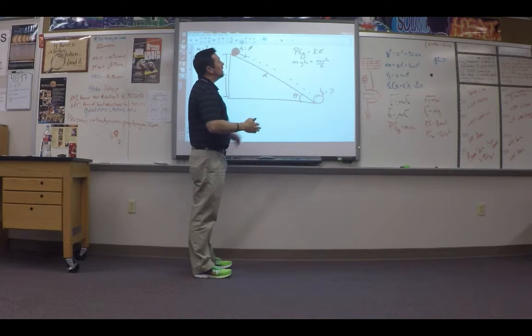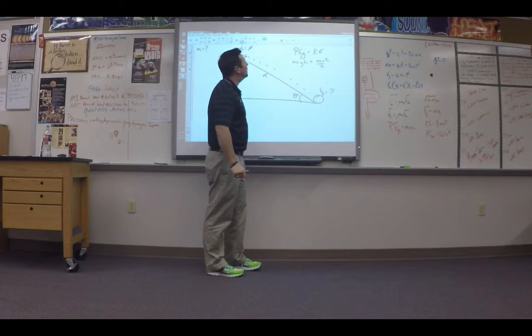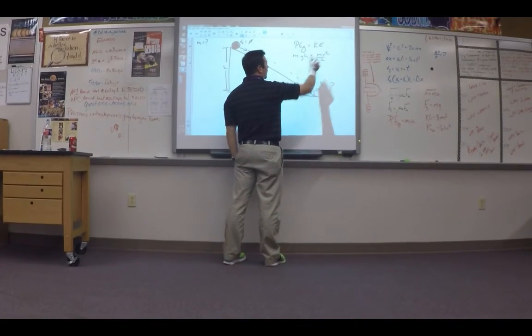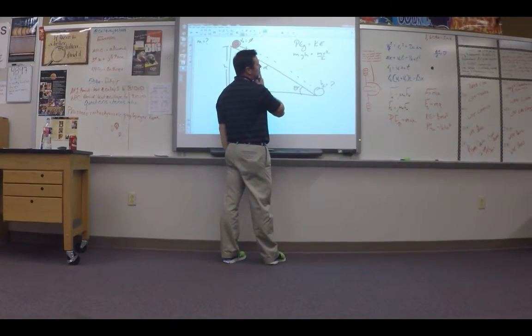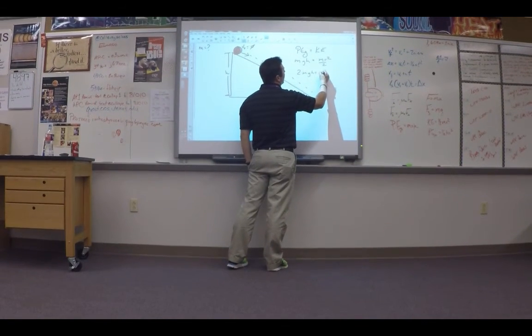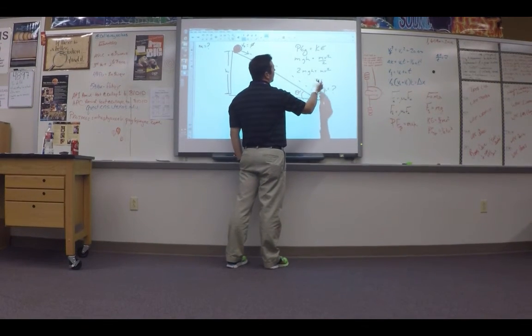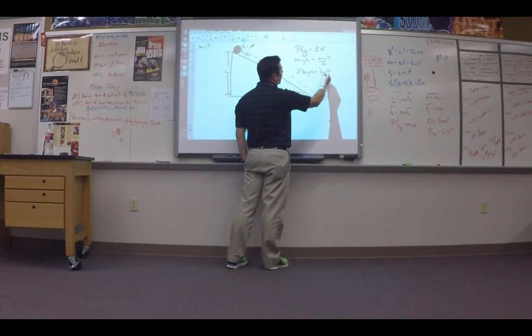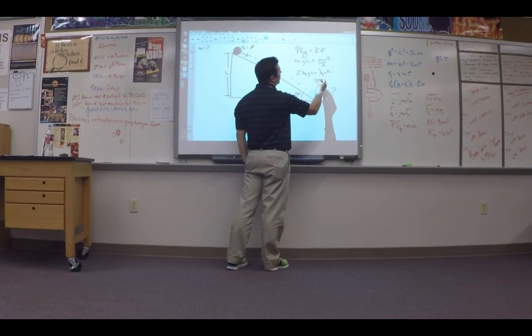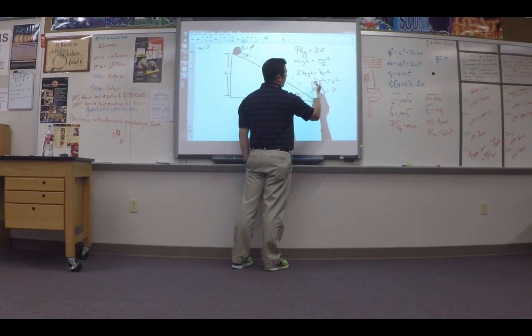Okay? So then, if I'm going to try to get velocity, what do I do? Multiply both sides by 2. 2 m g h equals m v squared. Then what? Divide by m. So if I divide both sides by m, that cancels out, right? 2 g h equals v squared. Square root.